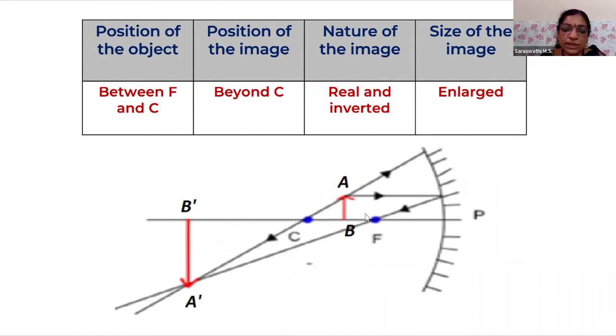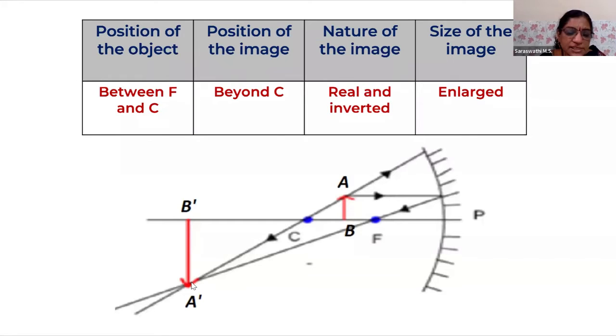So, this is the position between C and F. The object is positioned. What are the 2 rays we are going to take? The ray that is parallel to the principal axis passes through the focus, and the other ray through the center of curvature gets reflected along the same path.